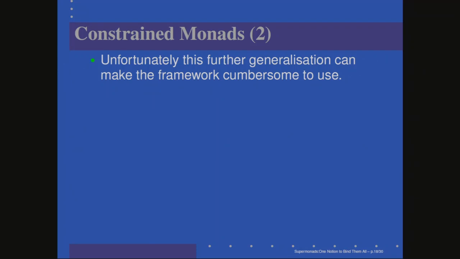Well, unfortunately, this has some knock-on effects, which make the framework somewhat cumbersome to use. In particular, the types now of functions that are polymorphic in the supermonad become quite unwieldy. I will not show you an example, but that's unfortunately the case. It becomes a bit cumbersome to use.